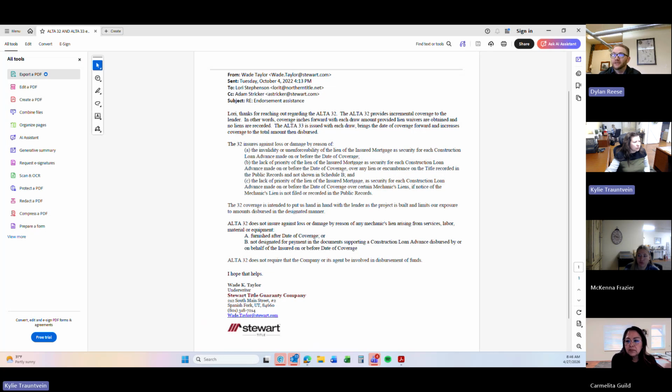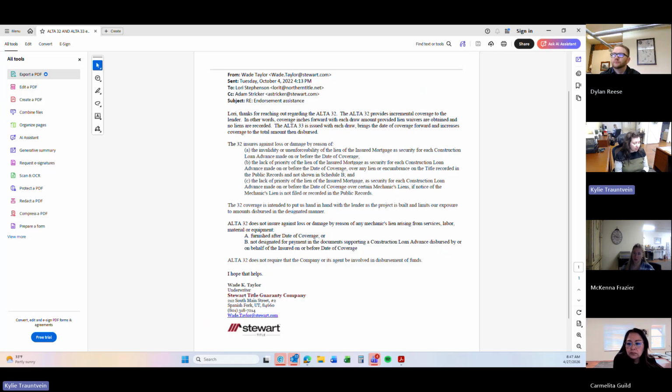And the draw is just the lender giving them money for this construction loan to build the house. I don't know how familiar you are with construction loans or how those work. Most lenders work like this: say they're borrowing $400,000 to build their house. The lender doesn't just give the borrower a $400,000 check and say, go build your house.